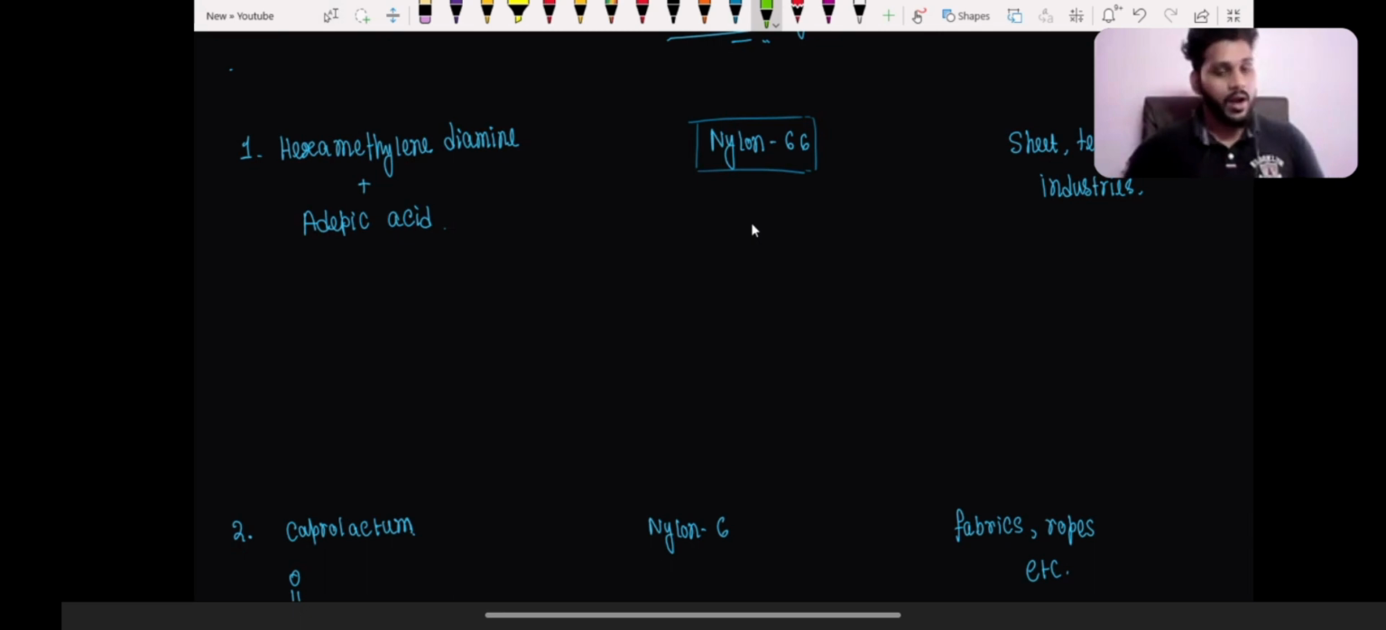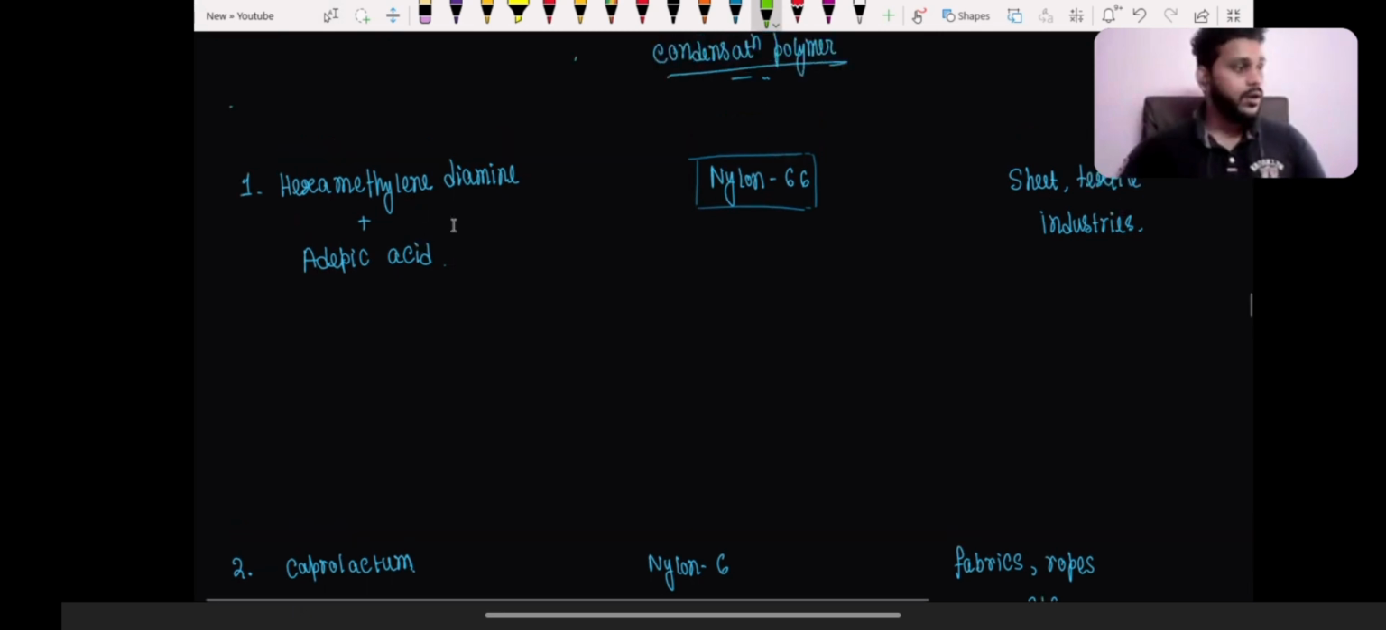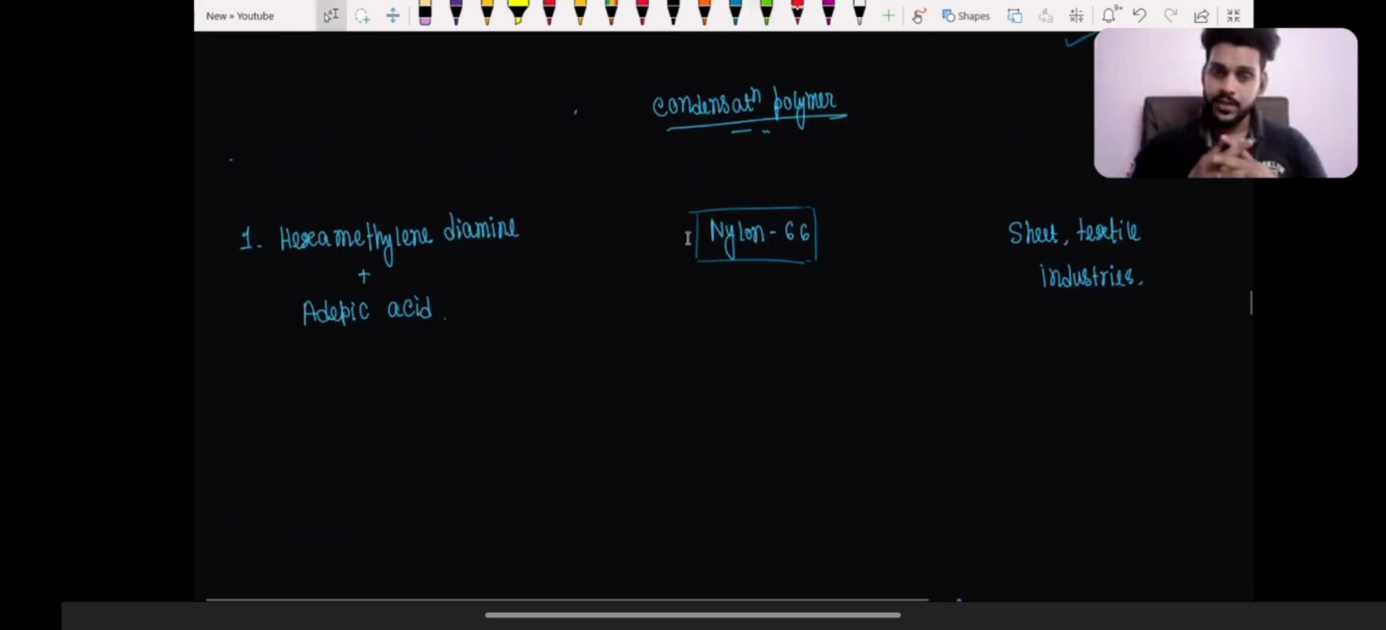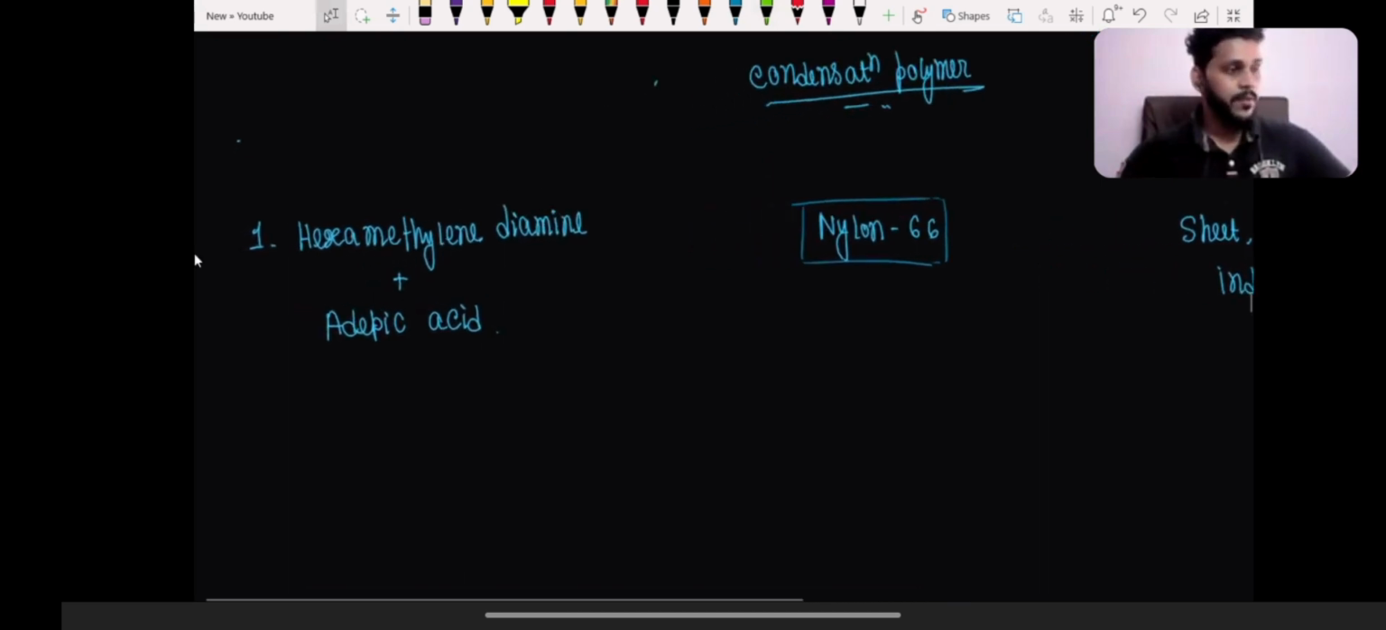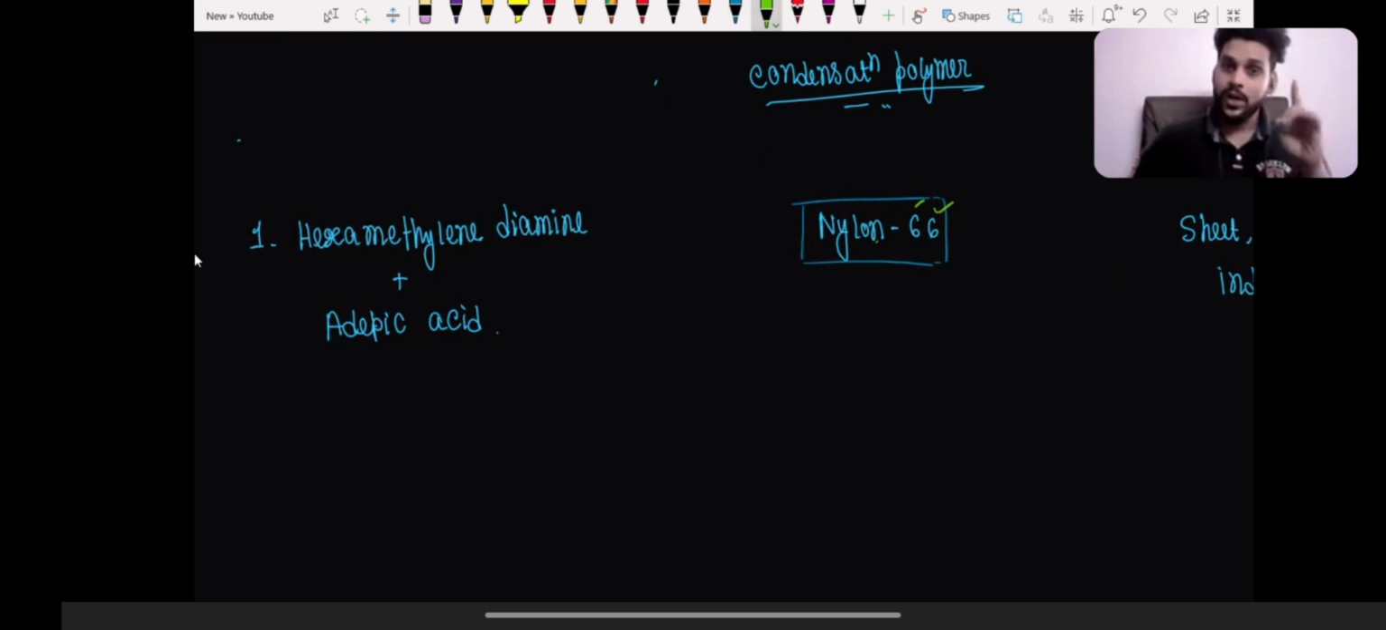So what are the nylon 66 monomers, guys? Let me just zoom in a little bit. First, you look into the name, nylon 66. Whatever number is there, like there is something called nylon 6 as well, nylon 26 as well. Whenever you see these numbers, always remember these numbers are actually telling you the number of carbons present in here.